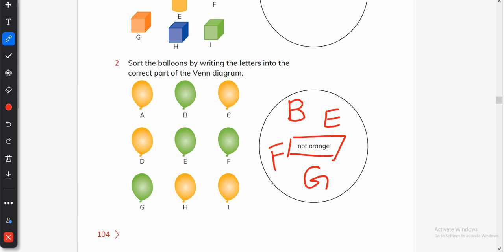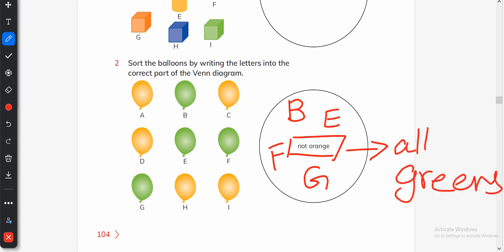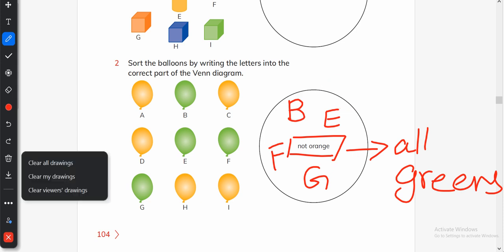If I change the label to all greens, do I have to change these letters as well? No, they will remain the same because they are already all greens.